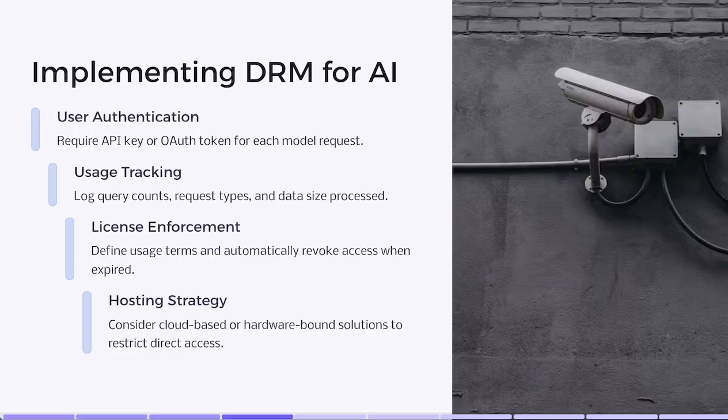Number 4 is local versus cloud hosting. Cloud-based hosting allows you to keep the model on your servers, restricting direct access to the weights. If distributing the model locally, consider partial encryption or hardware-bound solutions that prevent easy copying. A 2022 Microsoft study indicates that 79% of enterprise AI solutions are deployed via APIs or cloud services, highlighting the effectiveness of a server-controlled DRM approach.